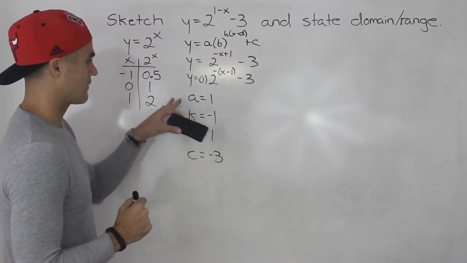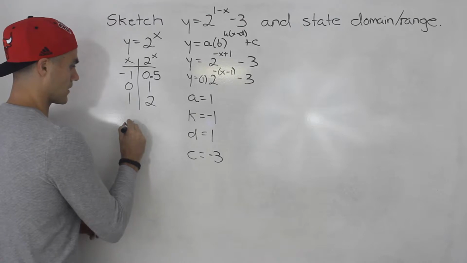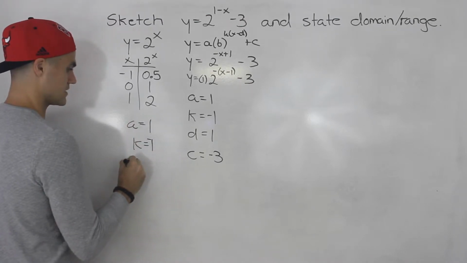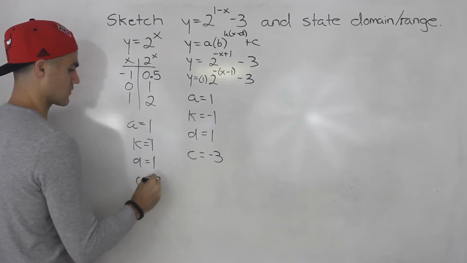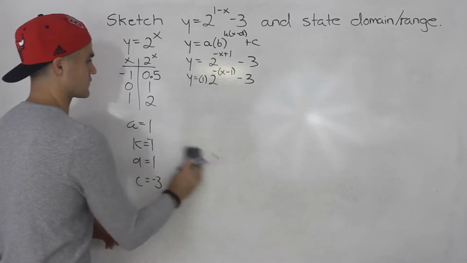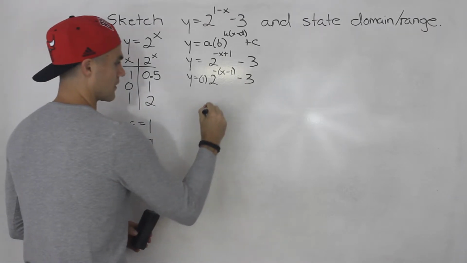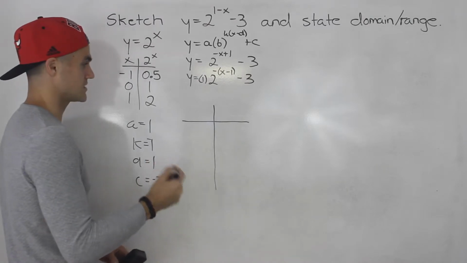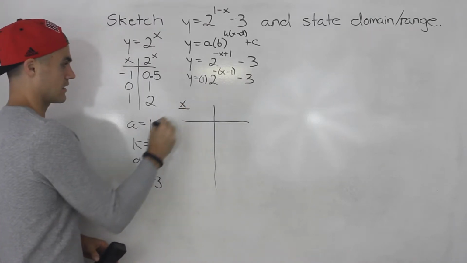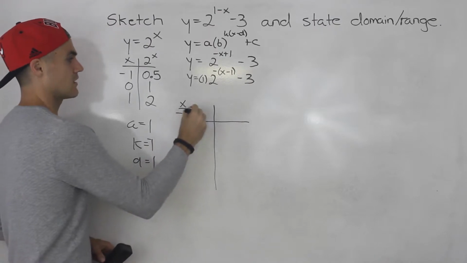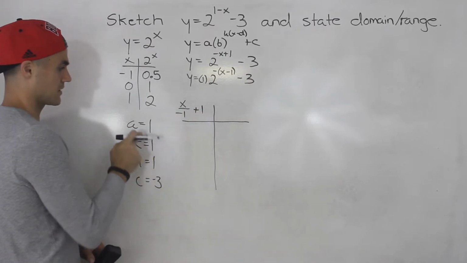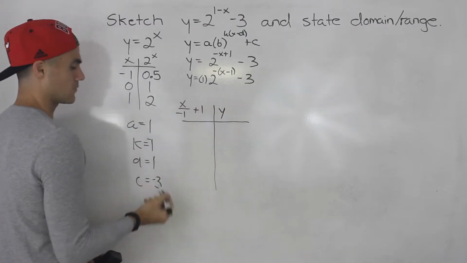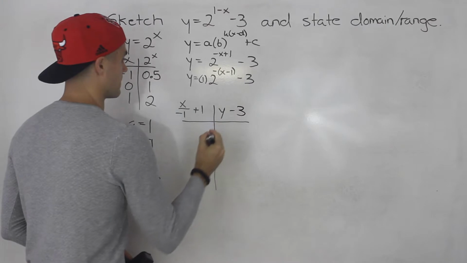So once we have our transformation values, I'm going to rewrite them over here: k is -1, d value is 1, c value is -3. And then I'm going to transform this table here. What's the formula that we use to transform points? x over k plus d. So x over the k value of -1, plus that d value of 1. All the y values get multiplied by a, so by 1, so it's just y, and then we add the c value, so it's -3.